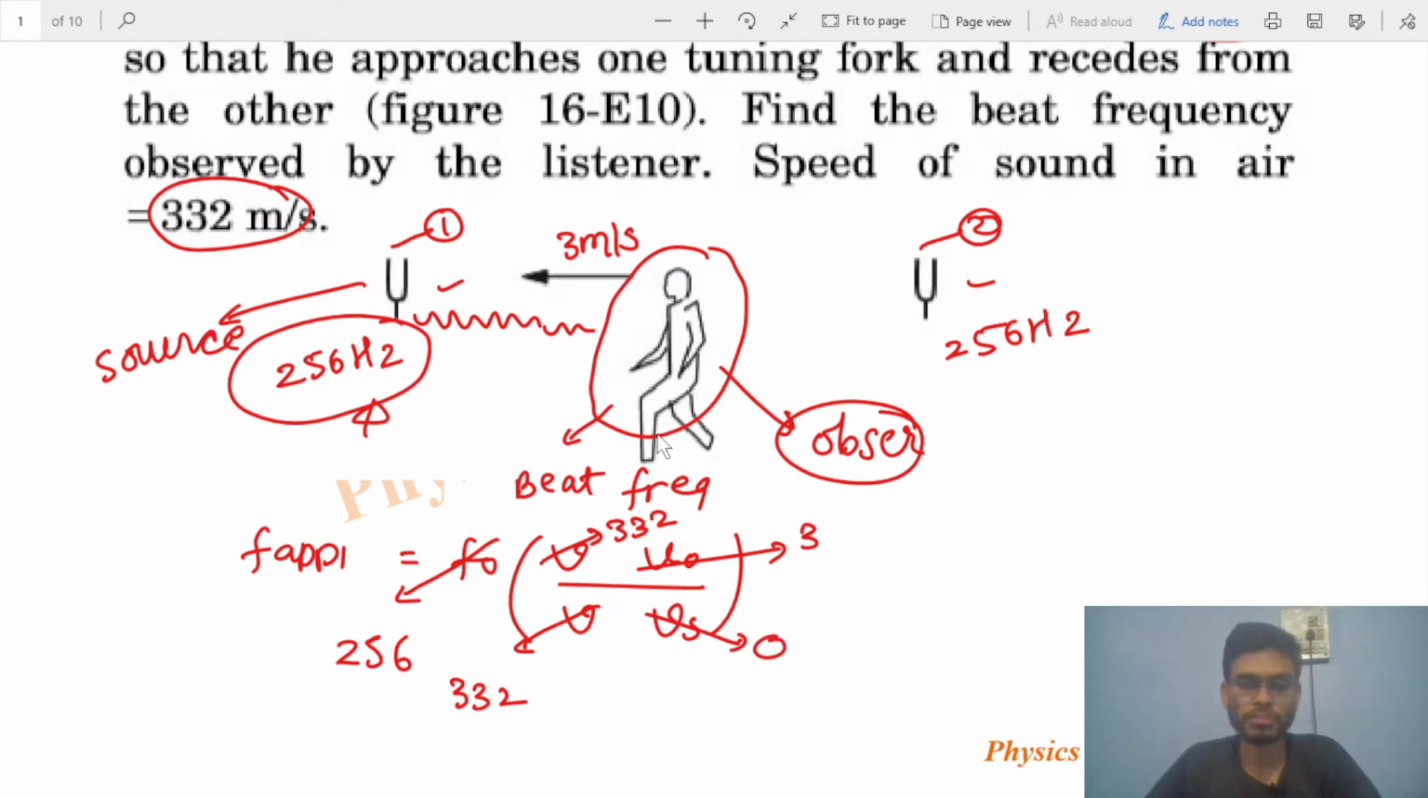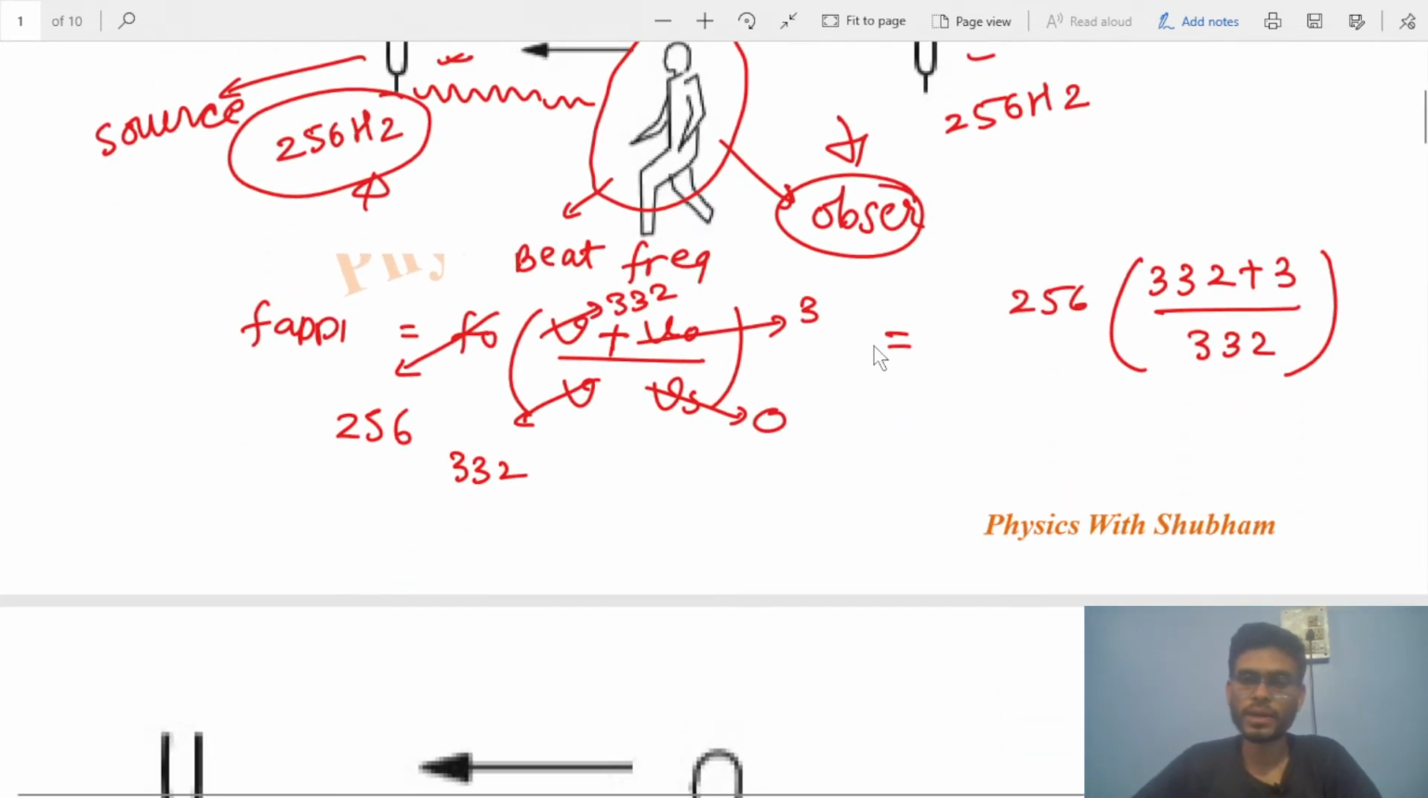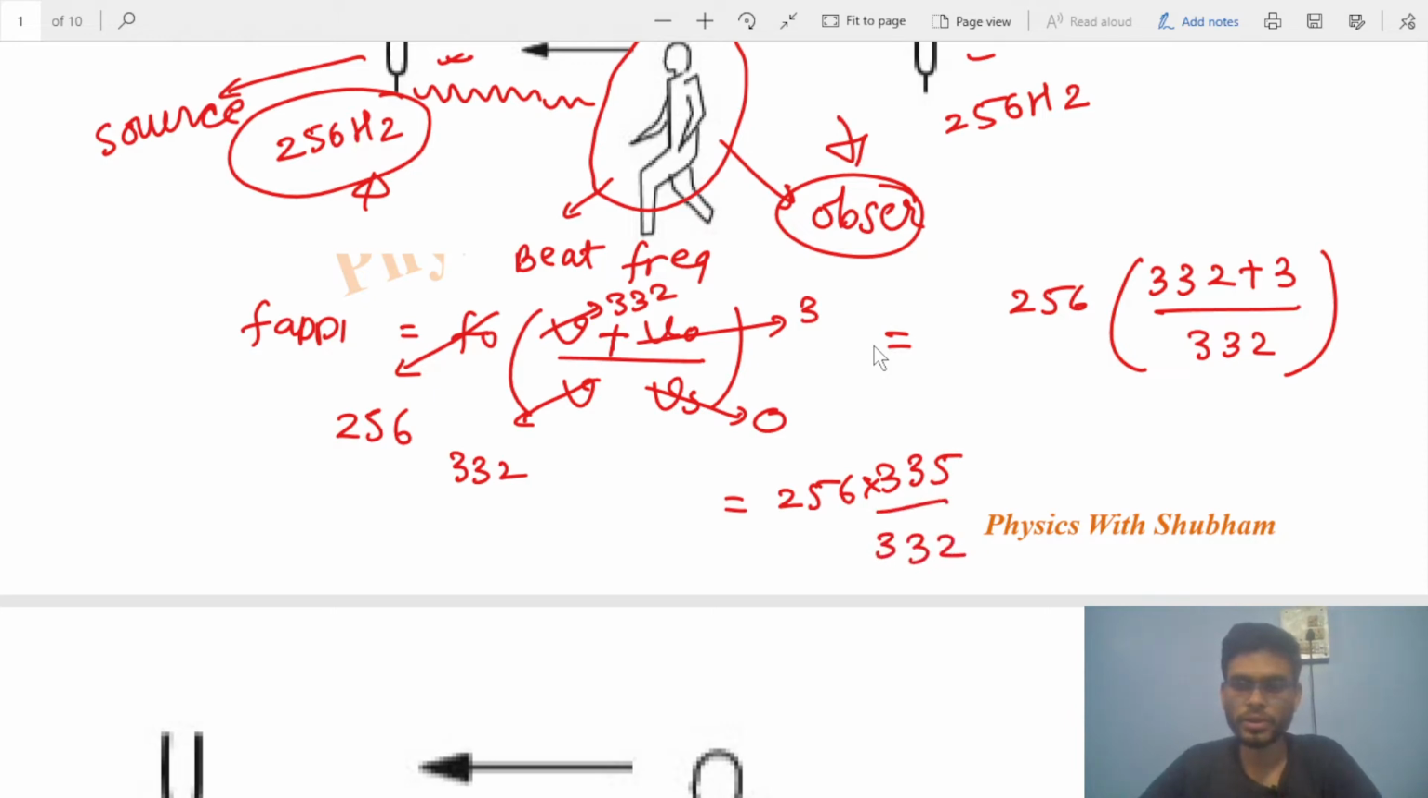Now what will be the sign between V and Vo? Because this observer is moving towards the source, that's why V and Vo में जो sign आएगा this will be positive, right? So you can write it will be 256, right? 332 plus 3 divided by 332. So ये वैल्यू आप कैलकुलेट कर लो, ये कितना आएगा? 256 into 335 divided by 332, right? So this is apparent frequency 1.